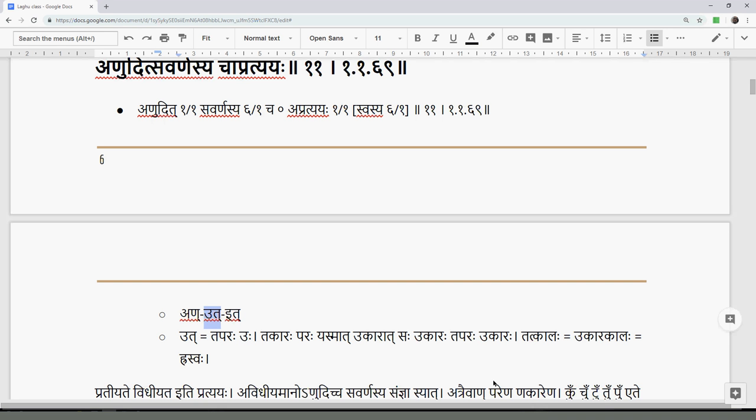So anudit will mean what further? An ut. Ut and udit. So you see ut and it. What are these? Ut and it. Ut ityasya. That will be what? This is bahuvrihi. So ut ityasya.